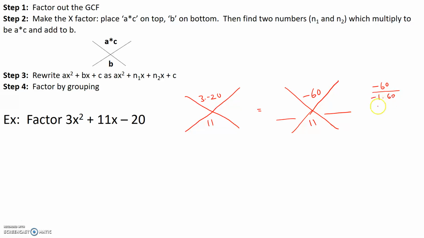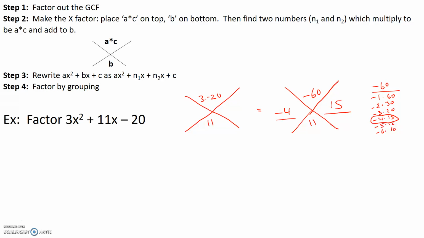So there's negative 1 and 60, there's negative 2 and 30, there's negative 3 and 20, there's negative 4 and 15, there's negative 5 and 12, and negative 6 and 10. So again, it's very important that you go in order when you list the factors of negative 60. Then we want to find the combination that adds to 11. So since negative 4 and 15 add to 11, my n1 and n2 will be negative 4 and 15.